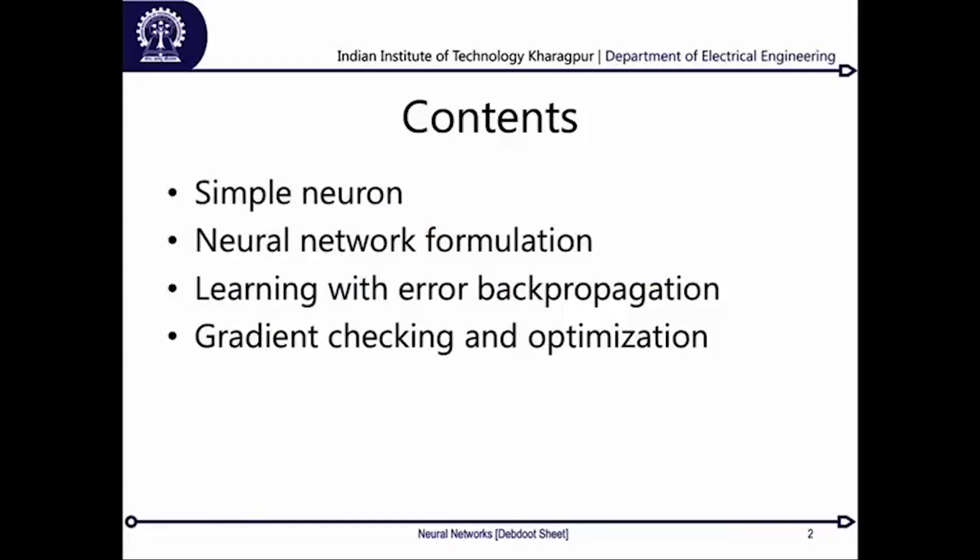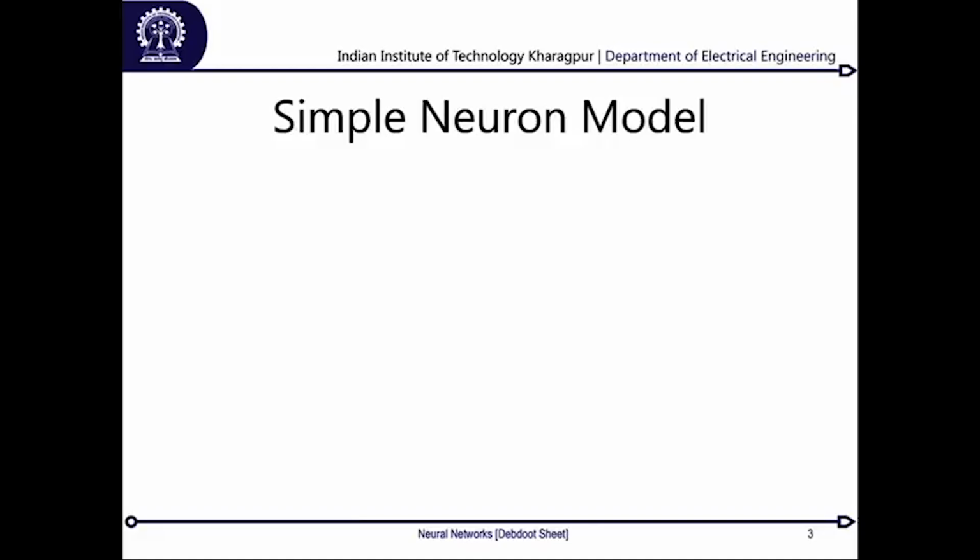So there are different ways in which this error is backpropagated and how things are optimized, and then we have gradient checking and optimization, which is just the optimization criteria as to when to stop and what is the final configuration of a neural network where it would be giving you the best classification or, say, regression result. So without much of a delay, let's start with how we define a simple neural model.